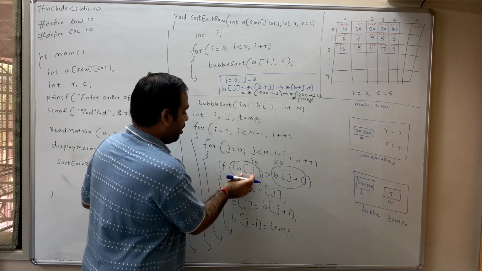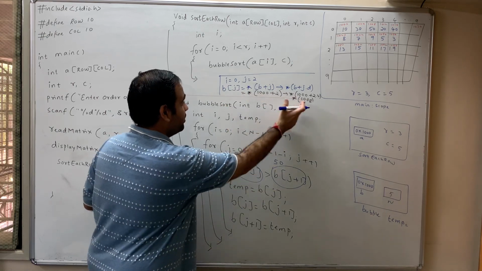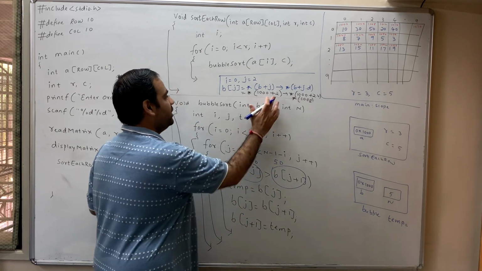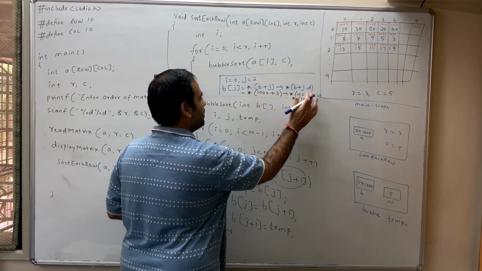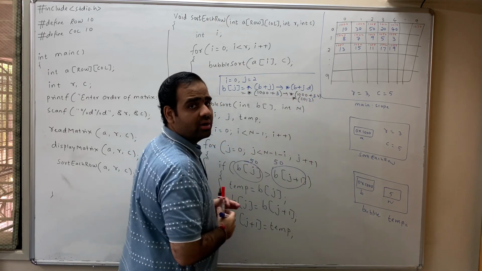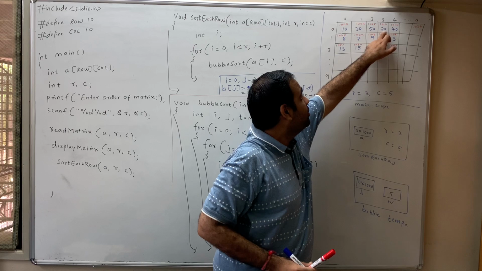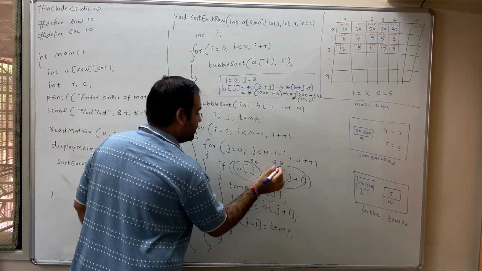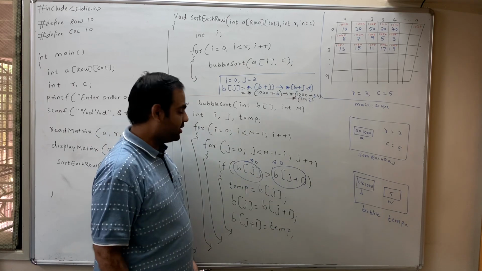Now b of 2, already I have done it. B of 2 is nothing but 1008, which gives the value as 50. Now it is b of 3. 1000 plus 3 into 4 is nothing but 1012. Go to address 1012 and fetch the value. What is the value here? 20. Now you check, is 50 greater than 20? Yes sir, 50 is greater than 20.